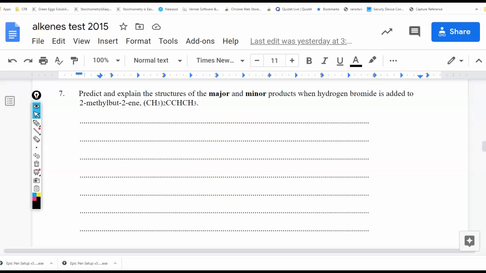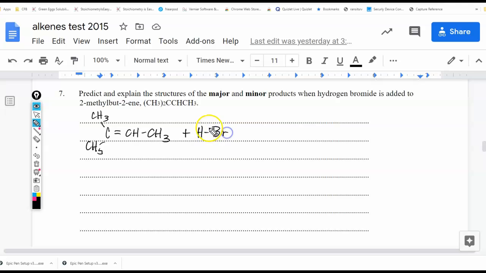Okay, this next one, predict and explain the structures of the major and minor products when hydrogen bromide is added to 2-methyl-butene. Okay, so there is 2-methyl-butene, and we have hydrogen bromide being added. And so what we have is two highly asymmetric things. So just so that we can see what this looks like, I'm going to go ahead and draw it out. I have a CH3 here. I have a CH3 here, and then I have a double bond to a CH and a CH3 like this. That's what we have. And we are going to be adding HBr to it.